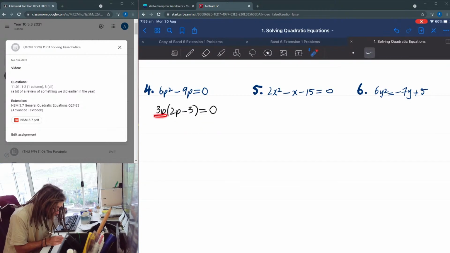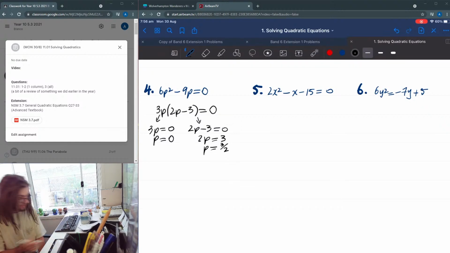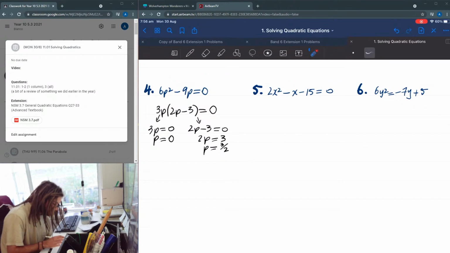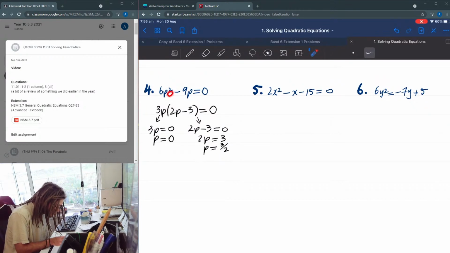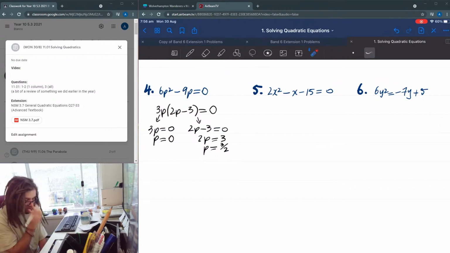Now, I've got two things that are equal to 0, so that means either that's equal to 0 or that's equal to 0, so then I can split this up. So that means 3p is equal to 0, or 2p minus 3 is equal to 0. That means p is equal to 0, or 2p equals 3, p equals 3 on 2. Solved.